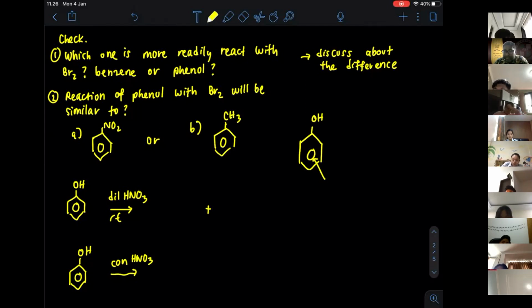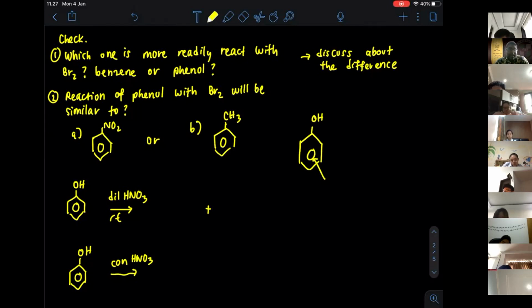When you have more electrons, what happens is, when you have an electrophile, electrophiles love electrons. So if you have 6 electrons and 7 electrons, of course the electrophile will go to the part that has 7 electrons. So compared to benzene, electrophiles love to go towards phenol and react. So the reaction is going to be more readily reacting.